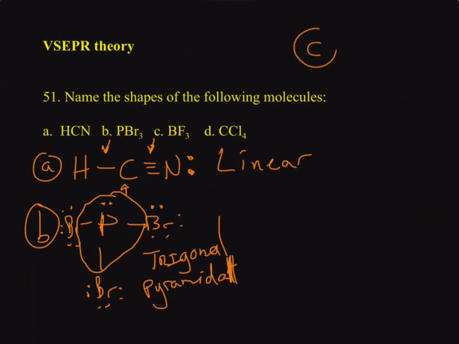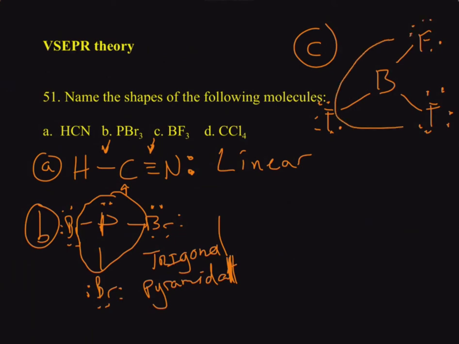C, this is one of the exceptions to the octet rule because boron doesn't need 8 electrons. It can get away with 6. So we've got 3 fluorines, each with 3 lone pairs, bonded to a boron, which has no lone pairs. So 3 bond regions with no lone pairs is called trigonal planar.